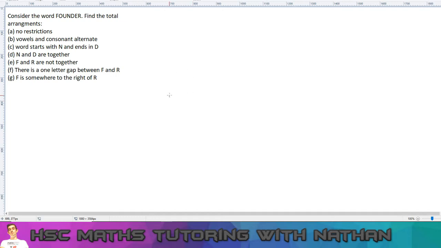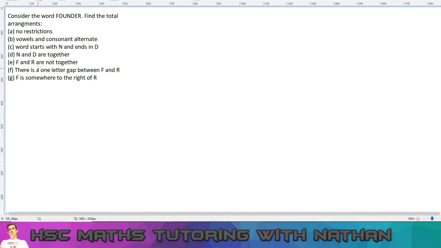So this is one of the least favourite and more tricky topics from the HSC 3-unit course. I'm just going to go over a broad example that covers about 90% of permutation type questions. There are a few other types, but this type of question will show you how to do most permutation questions. The example here is: consider the word founder, and we want to find the total arrangements for all these options from A up to G.